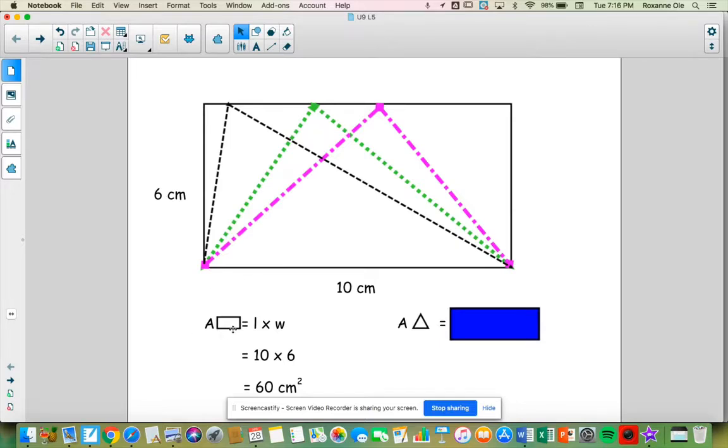The area of a rectangle is the length times the width. So in this case, this particular rectangle is 10 centimeters by 6 centimeters. So 10 times 6 is 60. So we know that the area is 60 square centimeters. Now, I want you to get your scissors and we're going to cut out this triangle.